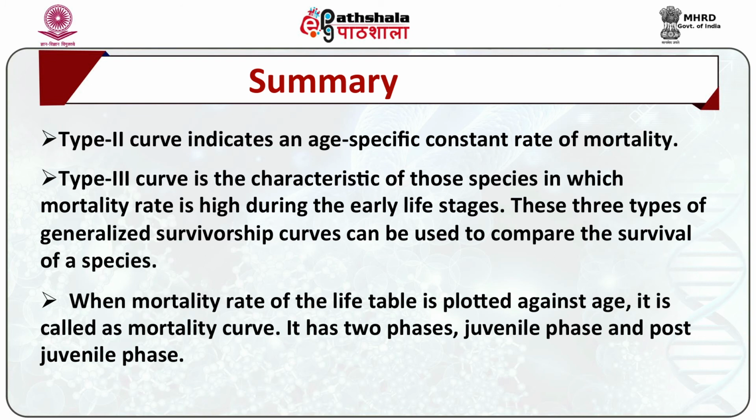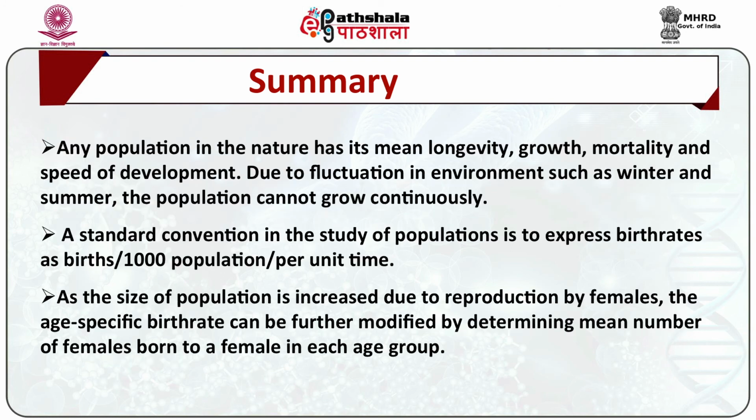When the mortality rate of the life table is plotted against age, it is called the mortality curve. It has 2 phases, that is the juvenile phase and the post juvenile phase. Any population in nature has its mean longevity, growth, mortality and speed of development. Due to fluctuation in the environment such as winter and summer, the population cannot grow continuously.